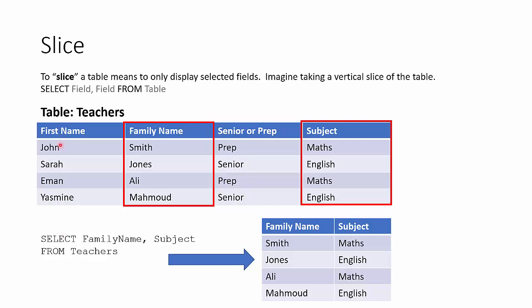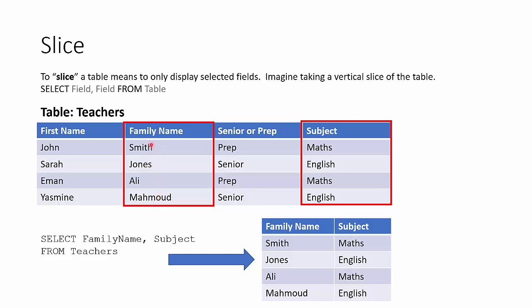The way we do that is to say select, we've got an example at the bottom here, select family name and subject from teachers. So you can see we're not using the star anymore, because the star is actually a wildcard. It says give me everything. But when we do select family name and subject, that means only give me the family name column and only give me the subject column from the teachers table. And the results will look like this: family name and subject, and you can see that the family names, Smith, Jones, Ali, Mahmood, are all in the same order that they were in the original table.